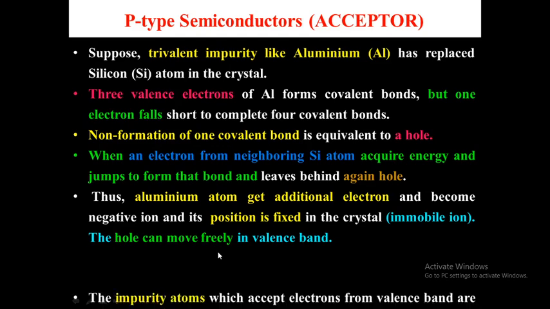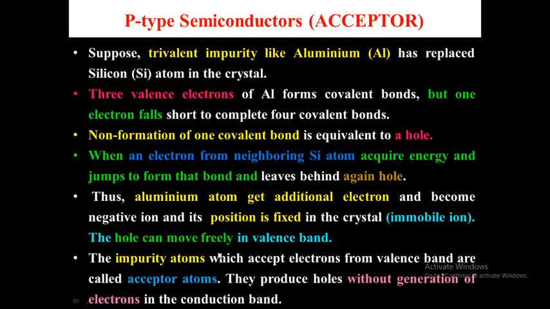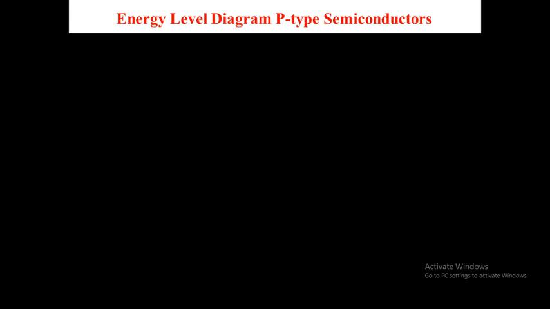The hole can move freely in the valence band. The impurity atoms, like the aluminum we discussed, which accept electrons from the valence band are known as acceptor atoms, and they produce holes without generation of electrons in the conduction band, as we have already seen in the previous slide through that diagram.